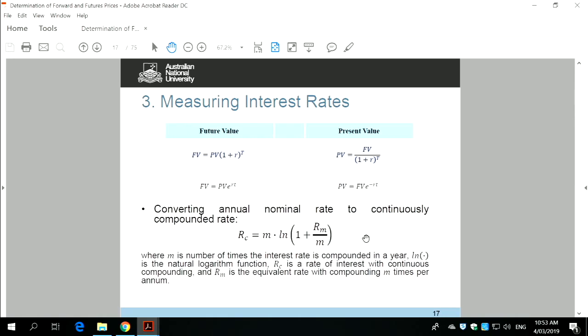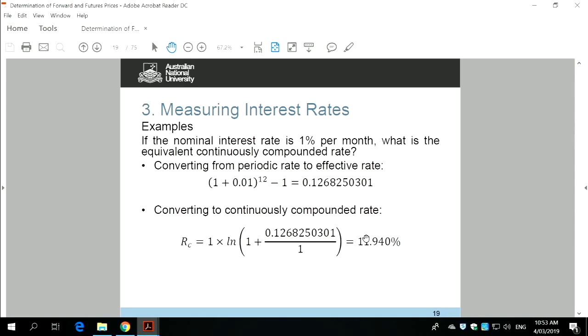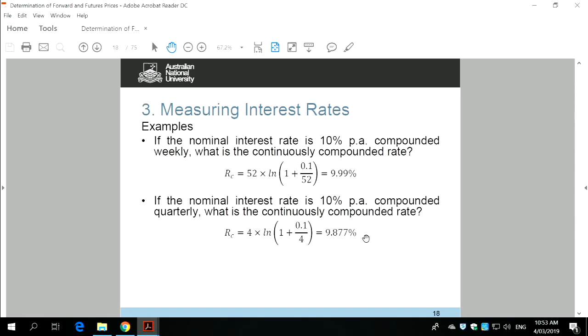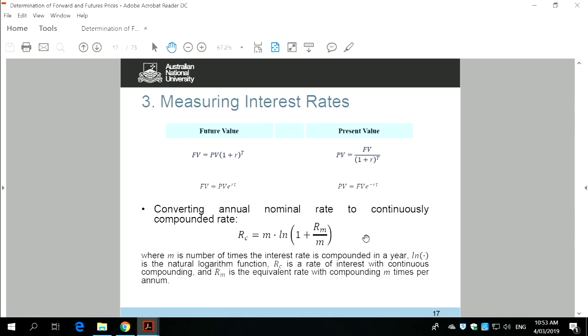If you convert from effective annual rate to continuous compounding rate, it's effectively the same formula. Simply replace the 1 with m, where m depends on the scenario. If I told you it's compounded quarterly, then you substitute 4 for the m. Same formula, but just be aware of the m, the number of times compounded.